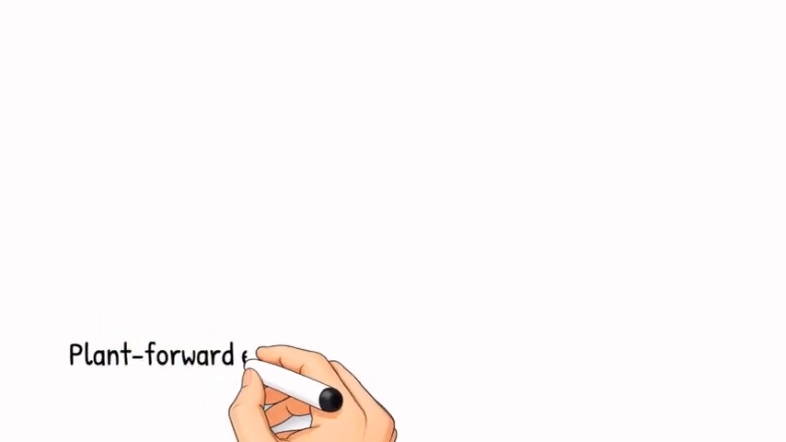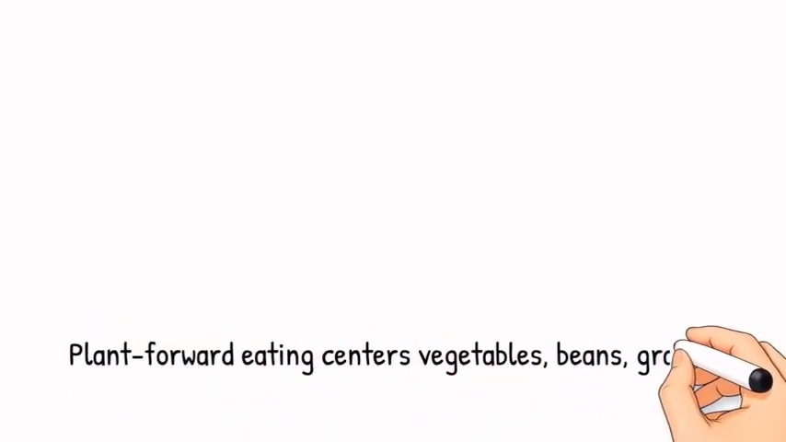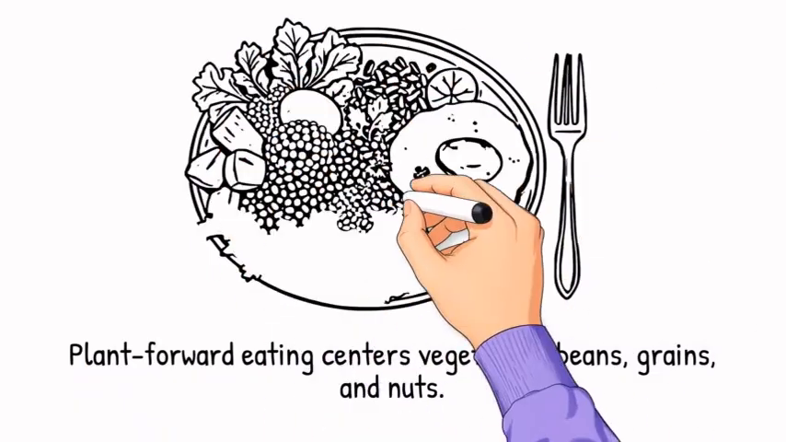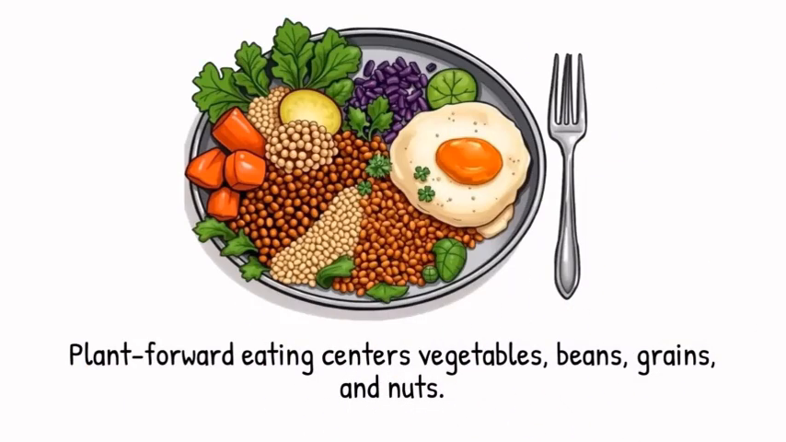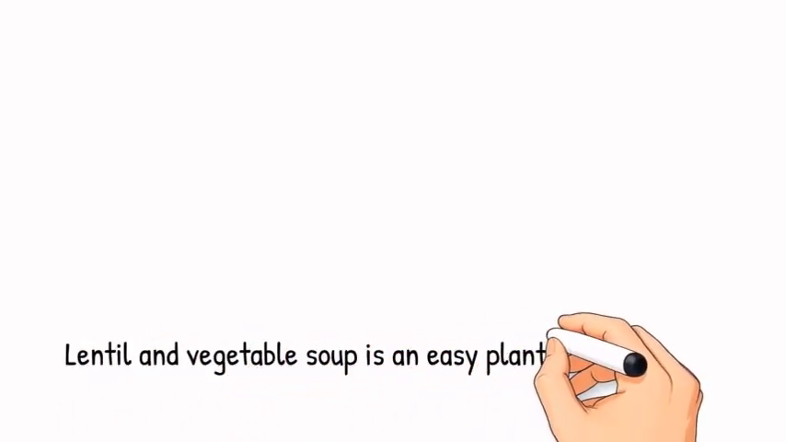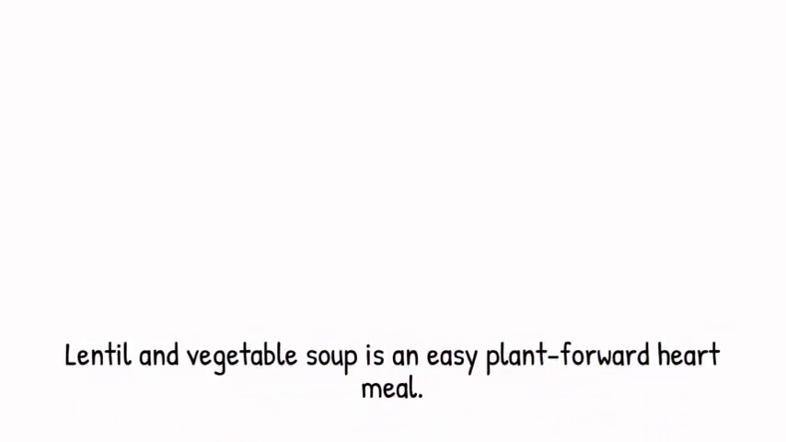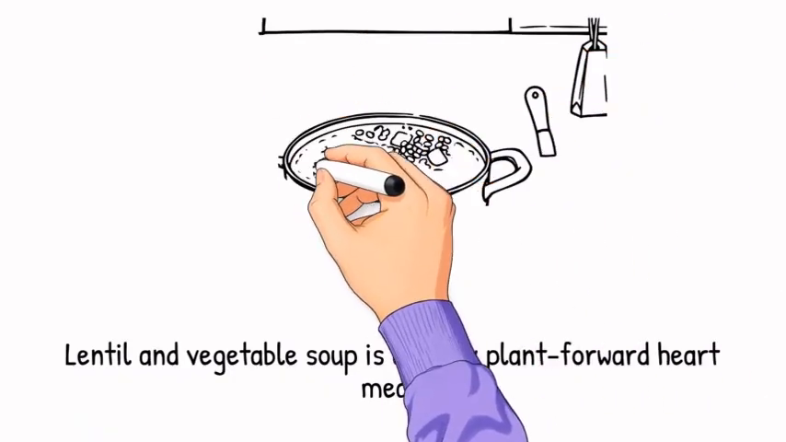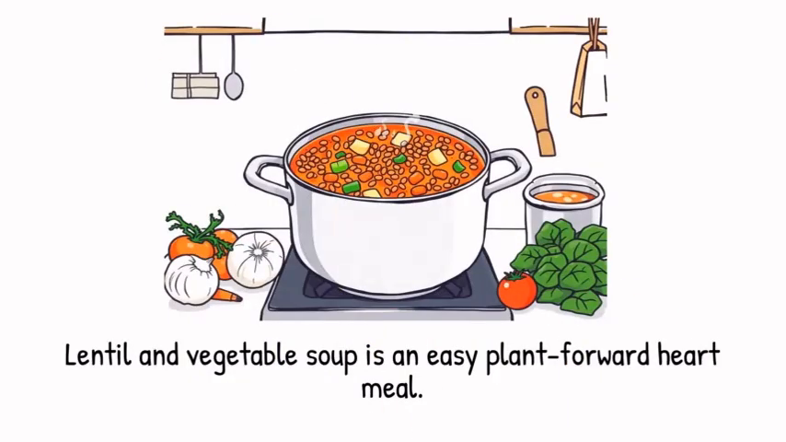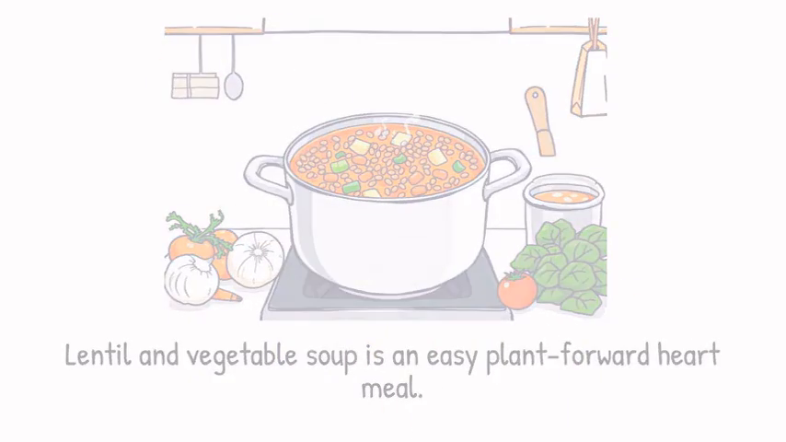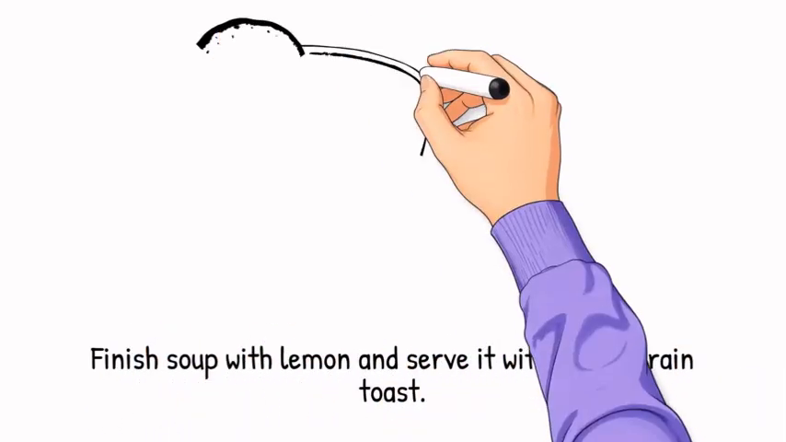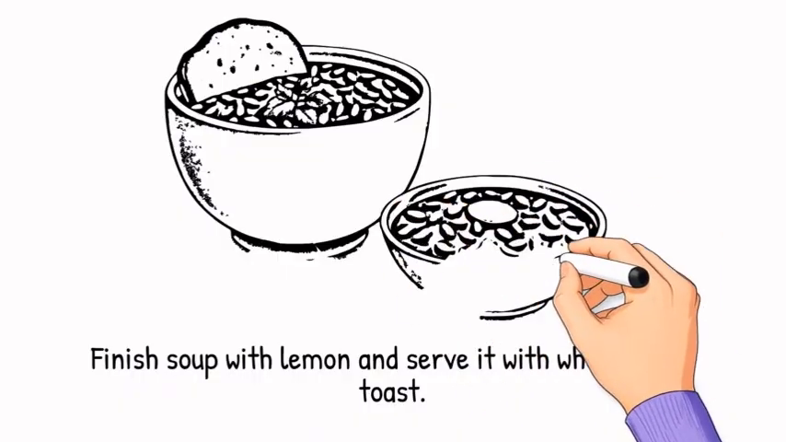A plant-forward diet can also be excellent for heart health. It does not have to mean going fully vegan. It simply means making plants the star of the plate. One easy recipe is lentil and vegetable soup. Sauté onion, garlic, carrots, and celery in a little olive oil. Add lentils, diced tomatoes, low-sodium broth, and spinach. Simmer until tender, then finish with black pepper and a splash of lemon. Serve with whole grain toast.